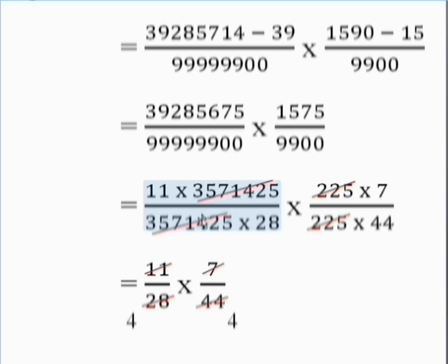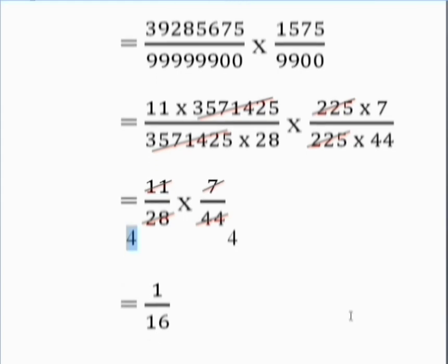3571425 cut by 3571425 cut, and 225 cut 225, equal 11 by 28, this 28 into 7 by 44, this 7 by 44, 11 4s are 44, this 4 and 7 4s are 28, this 4, equal 1 by 16, 16 for 4 4s are 16.